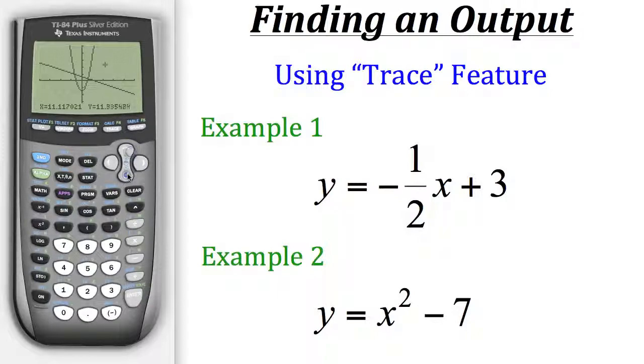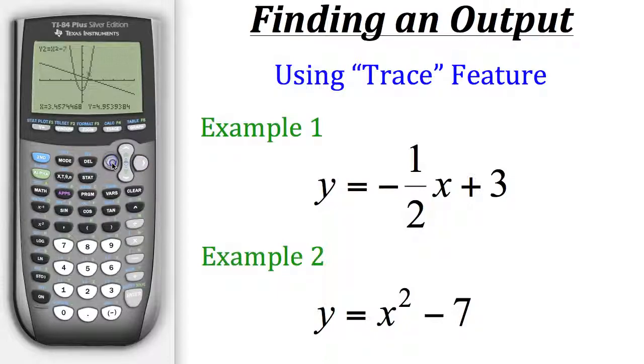Right now we're not in the trace feature anymore because we exited the graph. So if we want to trace again, we just need to hit the trace button. It automatically puts us onto the line for one of the equations. Again, if you look in the top left corner, we can see that we're currently on our y1. If we want to switch to a different equation, we just need to use the up and down arrows. We could hit up to go to our y2. Now in the upper left-hand corner, we can see that we're on our y2 equation.